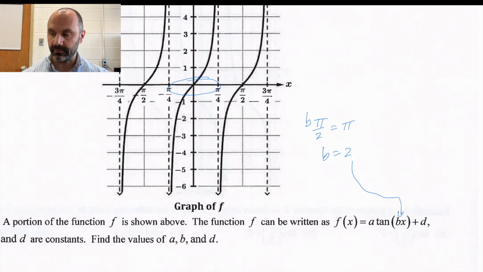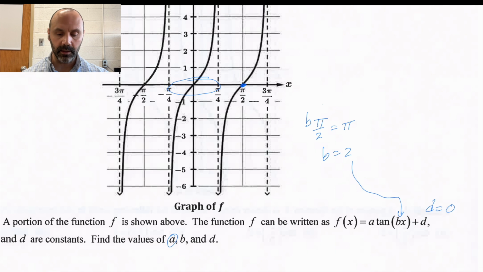Now, has there been any vertical translation for this? No, right? It's passing through (0, 0). Then, if I were to plug in one of the values, like pi, for example, because I know that tangent of pi, but here it would be pi over 2, then that passes through 0. And so D equals 0. And now I need to find out what A is. And so how am I going to find A?